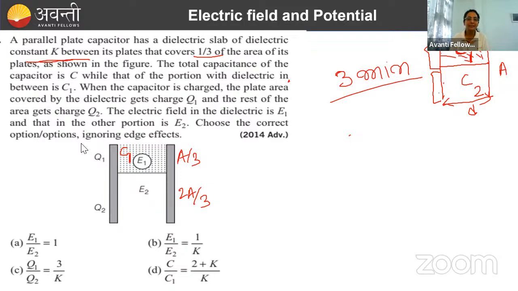Now these two capacitors are in what? Are they in series or parallel? If you see carefully, both the capacitors will be in parallel. Why? Because both are sharing the same plate. One is sharing 1/3 of that plate and another is sharing 2/3 of that plate, but the same plate is shared by both capacitors. If this plate has potential V1 and this plate has potential V2, then the potential difference between these two plates will be V1 minus V2. So these two capacitors are in parallel. It means the potential difference across these two capacitors will be the same, V1 minus V2.